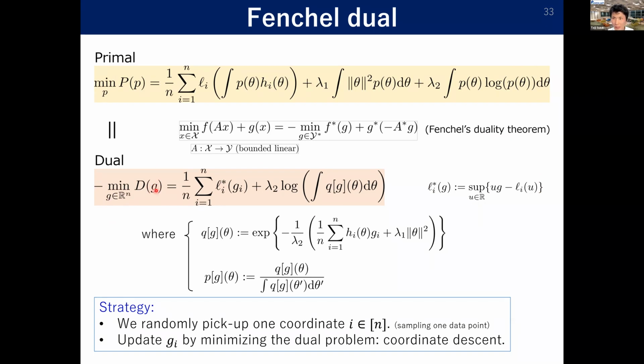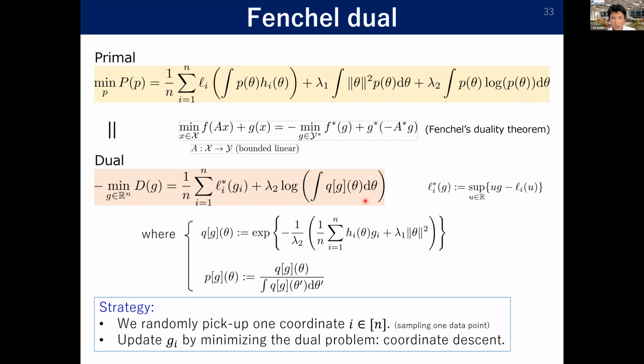The dual variable is written as g, which is an n-dimensional vector. In the primal, the primal variable is an infinite-dimensional object, but in the dual, the variable is an n-dimensional vector. This is one of the good points about the dual objective function. Moreover, if you look at the dual loss terms, they are separated across coordinates. This is just a sum of convex functions with respect to each coordinate, so it is very easy to optimize: you just optimize each coordinate independently. But there is a second term, so there is a correlation between the g_i.